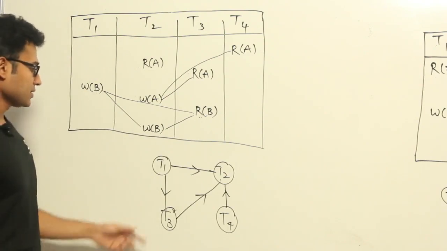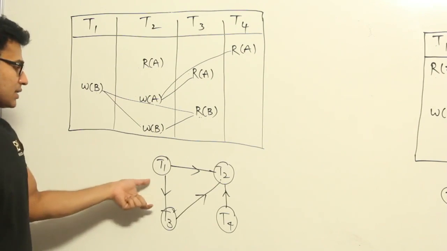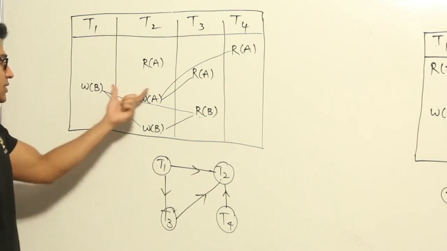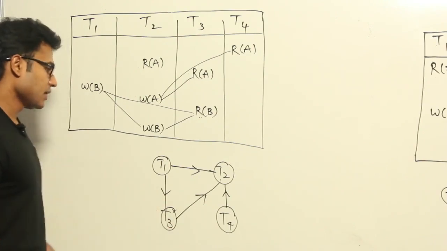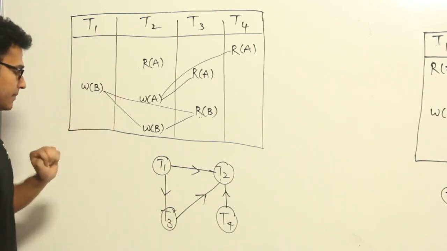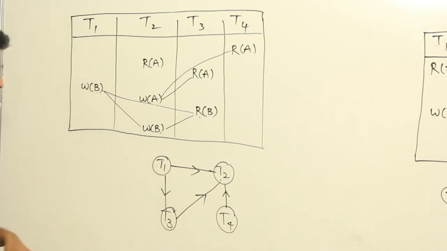Now from this graph you can say that since there are no cycles, this schedule is clearly conflict serializable. Now what is the serial schedule to which this schedule is equivalent? You just write the topological sort of it. Now what is the topological sort here?